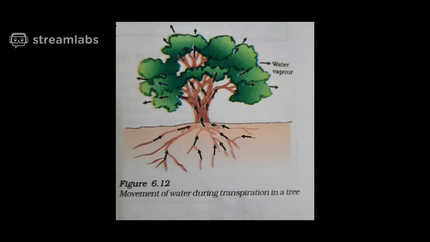This is a tree showing the arrow marks. The arrows start from the roots, entering into the trunk, supplied to the branches and to the leaves, and finally outside. What is this? How is it possible?